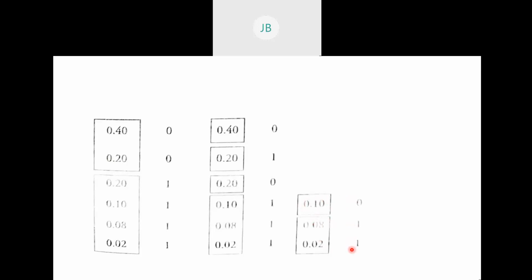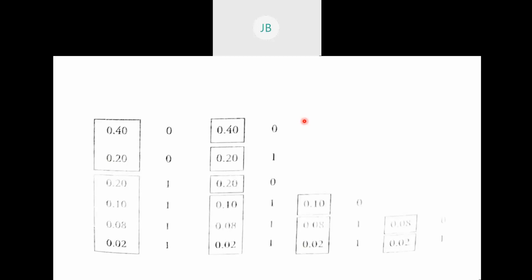Can we further divide? Of course, we need to divide that because there are 2 elements here. We will try to divide it. That's the only possibility we are left with. So the upper group will have a value of 0.08 and lower group will have a value of 0.02. So this will be assigned 0 and this will be assigned 1. So this is the end of this division process, or grouping process. And now we need to assign the code words in the next step.